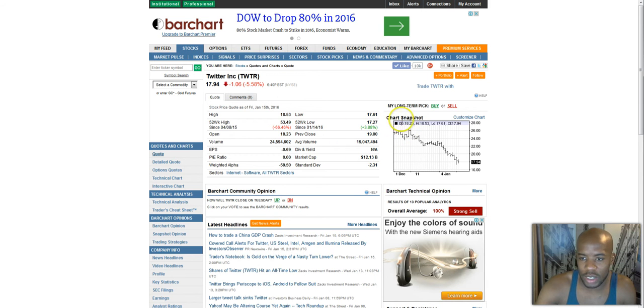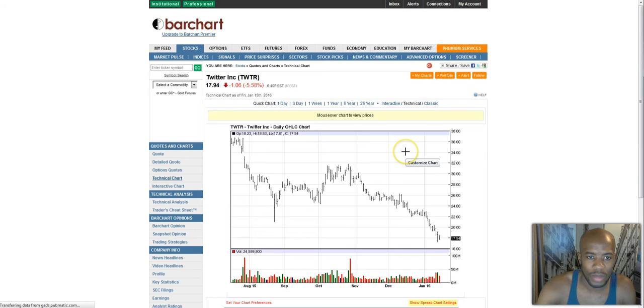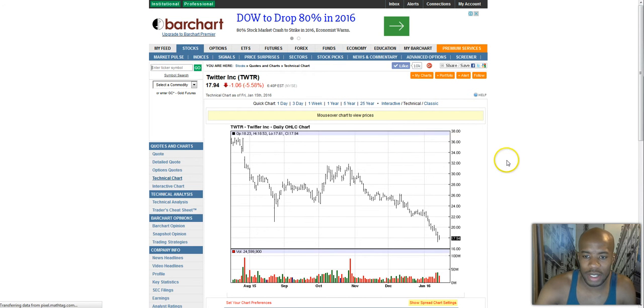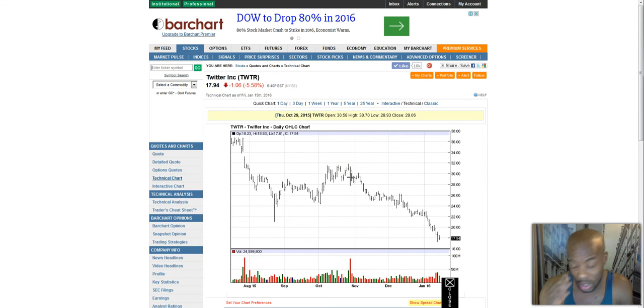So go over here to the chart snapshot. We're going to click there. And I like looking at this. This is what we're looking at right now. This type of chart is called a Western bar chart. I can use Western bar charts, but I like looking at the candlestick charts because it gives a little bit more visual for me personally.